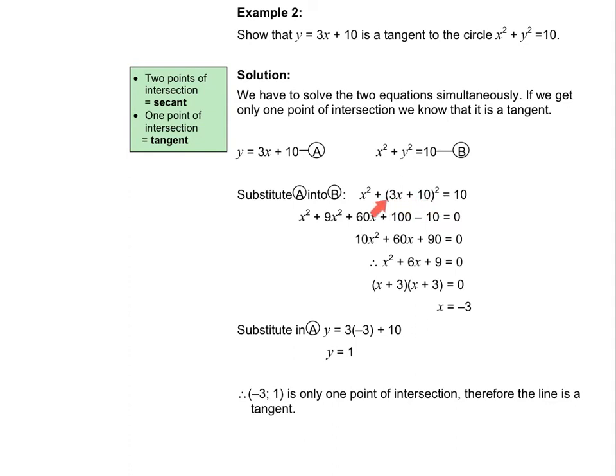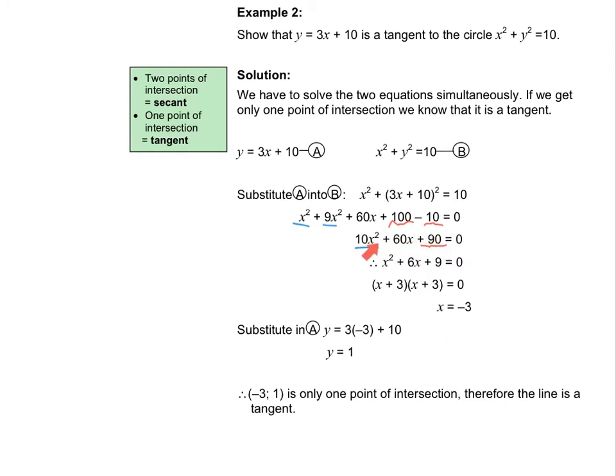If I then simplify my brackets, 3x being squared, 3x times 3x is 9x squared. Then for the middle term, I take the 3x times 10 times 2, which is 60x. 10 being squared, 10 times 10 gives me 100. The 10 on the right hand side taken to the left becomes a minus 10, and the x squared at the beginning stayed like that. Then I have to simplify my like terms. x squared plus 9x squared gives me 10x squared. 60x just remains 60x. And then the constant values, 100 minus 10 is 90.